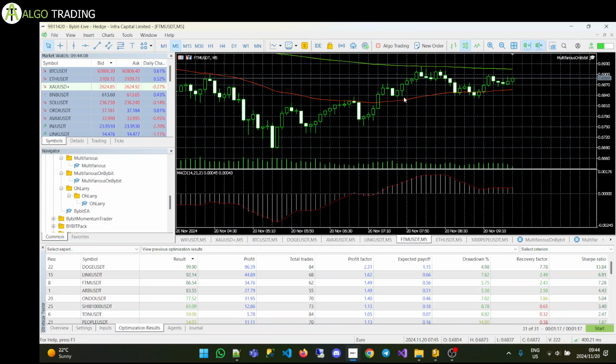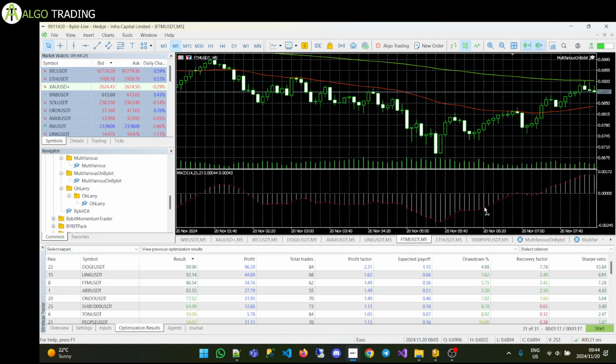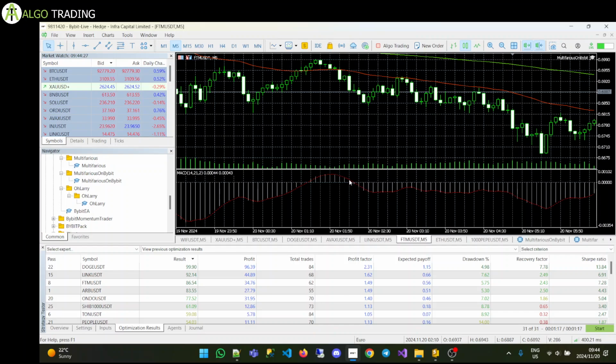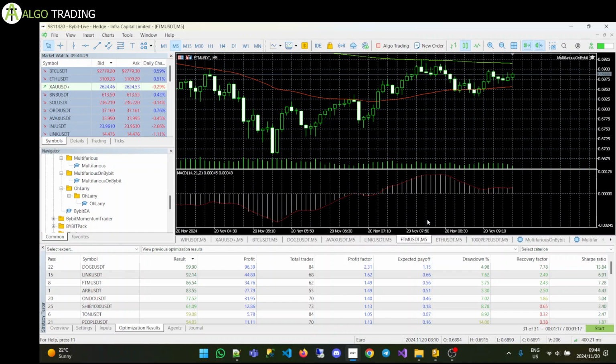So if the fast moving average is below the slow moving average, so the 50 is below the 200, and the MACD crosses below 0, you can see over here, if this crosses below 0, let's see a place where you can see it crosses below 0. So if the fast moving average is below the slow moving average and the MACD crosses below 0, it will take a sell position.